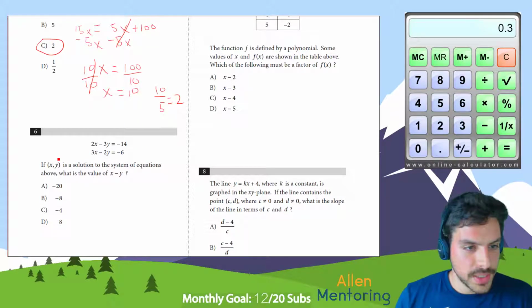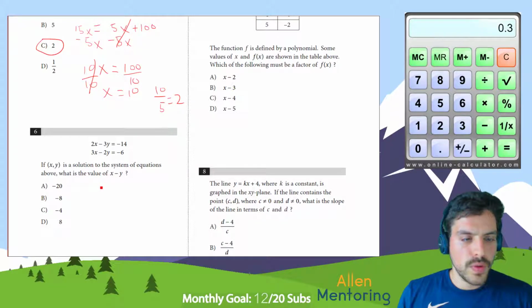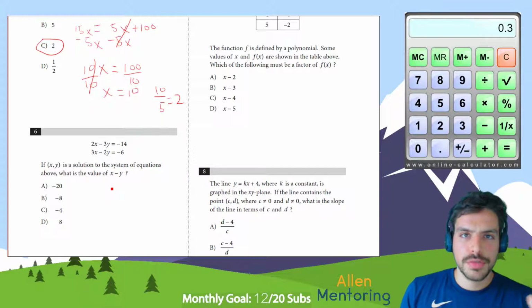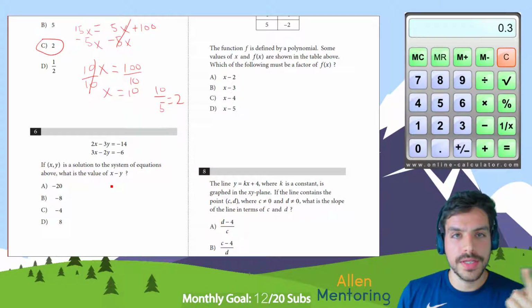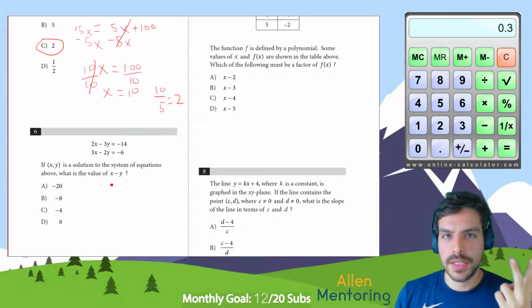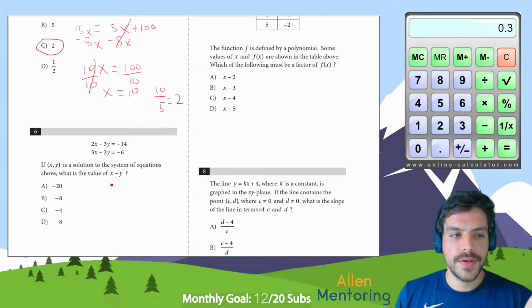All right, number 6. If (x, y) is a solution to the system of equations above, what is the value of x minus y? All right, so systems of equations are solved in two main ways, at least the ways I'm most familiar with. One is elimination, and the second is substitution. Now, I might make a video for systems of equations separately, but in this case, I think elimination will work best.